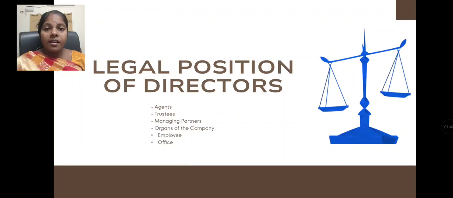He is also an organ of the company. If you consider a human, the brain is an important organ, where the brain directs every other organ to do its work. Similarly, for a company, the director plays a very vital role in directing everyone to do their respective tasks. He is also in full-time employment, so he is an employee of the company and also an officer in charge, or officer in default, in the company. So these are the legal positions of directors.